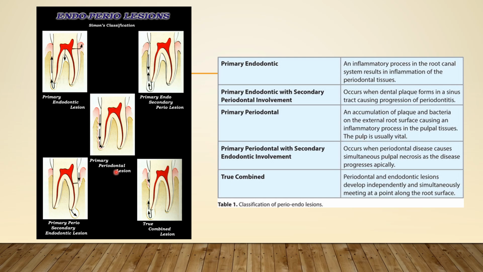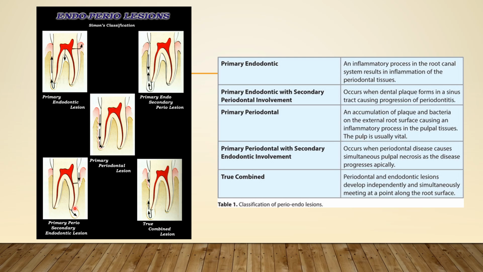And the next one is primary periodontal with secondary endodontic lesion. There you can see that this occurs when periodontal disease causes simultaneous pulpal necrosis as the disease progresses apically. It can be from the apex, that is, through the accessory canals, and this can lead to pulpal necrosis and pulpal involvement.